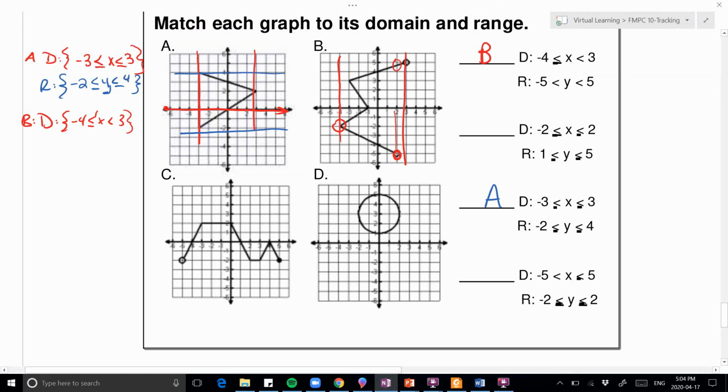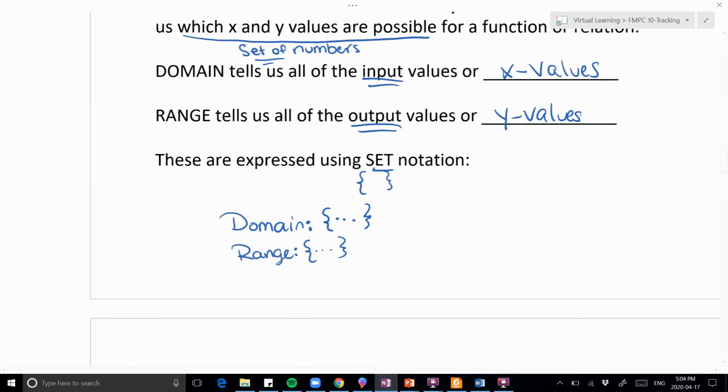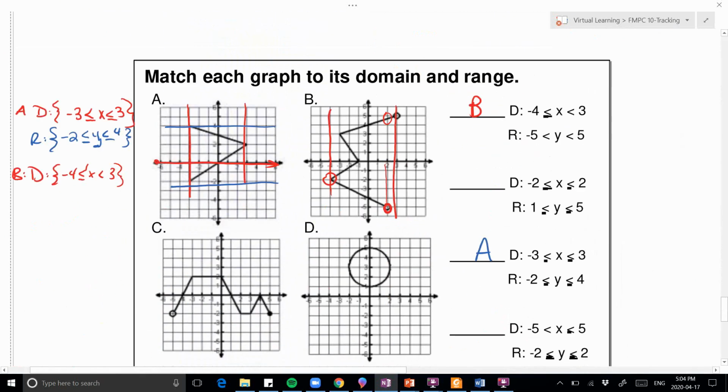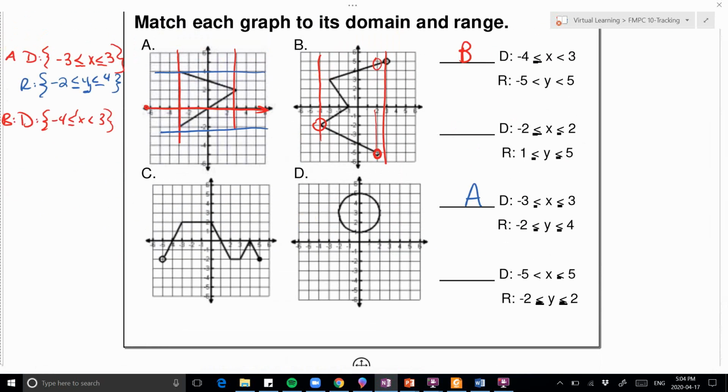And we'll try C. So we can do that for our range as well. So in this case, let's do our range here, sorry. So we're going to start at the bottom, and we're going to move to the top. So at our lowest point there, we've got a -5. Oops, range.